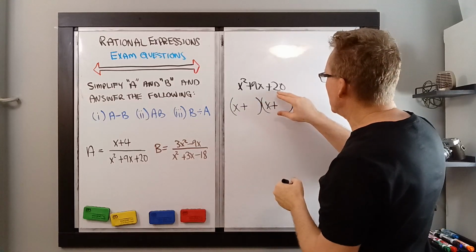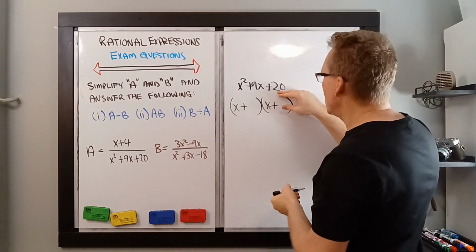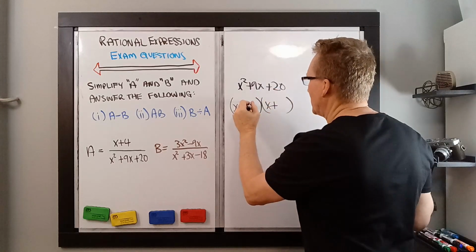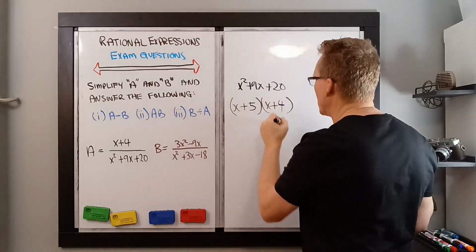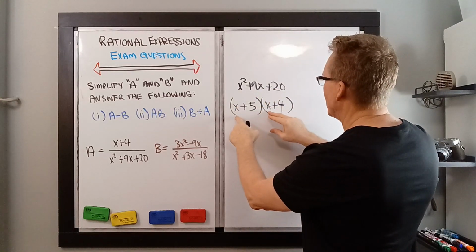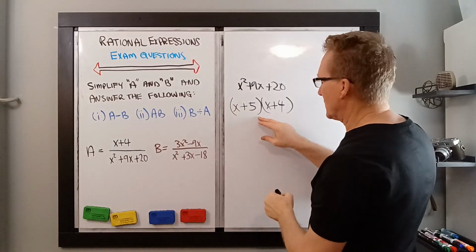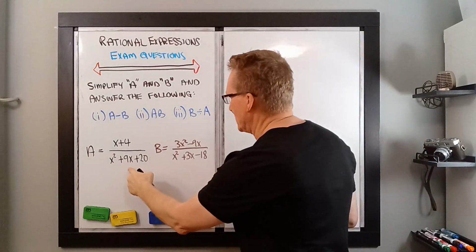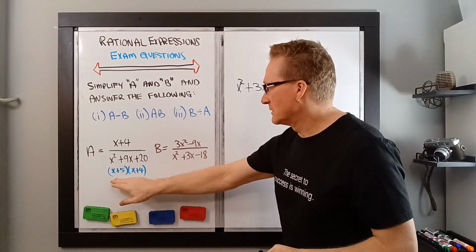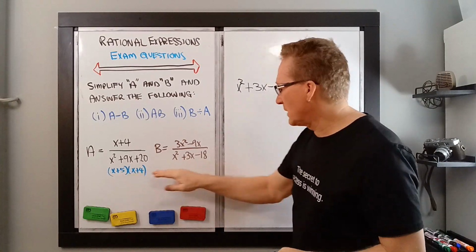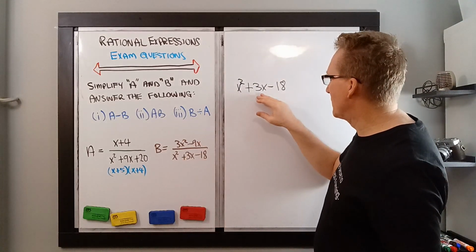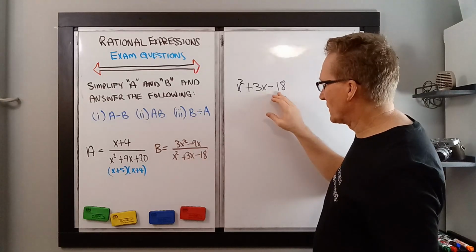Now what is it that we do here to give you a 20 and to add up to 9? Fairly straightforward. That's a 5 and a 4. Double check: 5 times 4 is 20, that's x squared, that's 5x, plus 4x is 9x. Okay, I've factored this. I'm going to write this in a different color. I've written the factored form for this one, and I've written up the denominator of B up here. Just double check, make sure I've got it all correct.